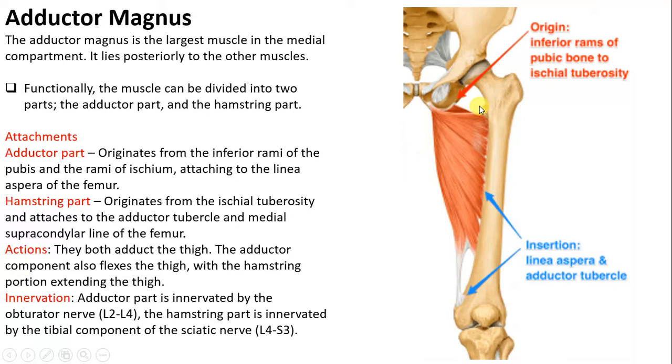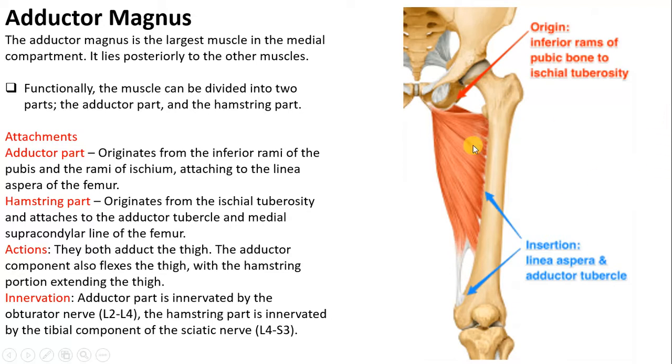So these fibers which are upward will also cause attachment, they will also cause some flexion, and this hamstring part will cause the extension of the thigh. Its innervation: the adductor part is innervated by the obturator nerve, while the hamstring muscle is innervated by the tibial component of the sciatic nerve, which is L4 to S3.